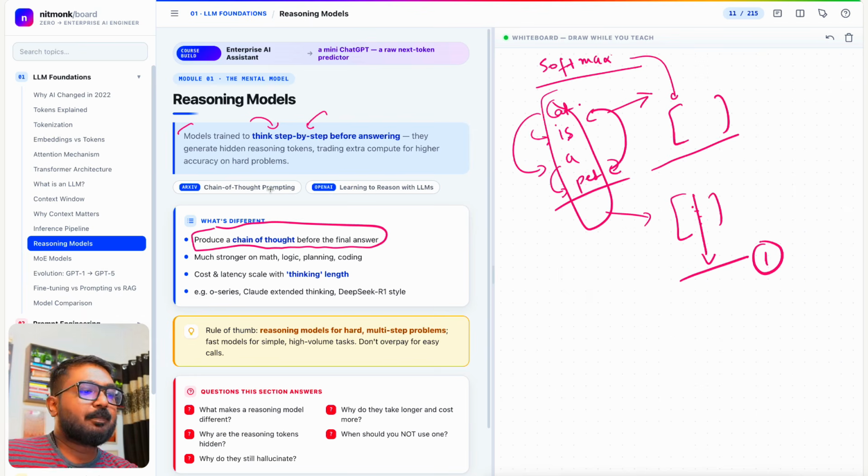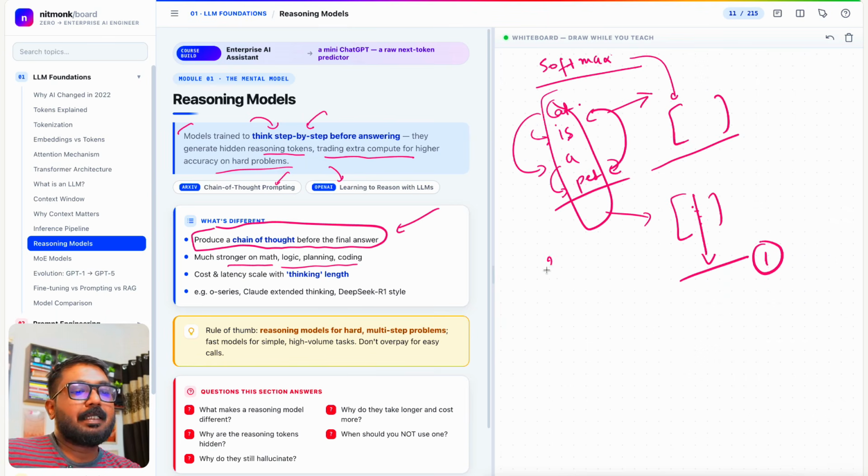If you look at this paper and this paper, it will tell you exactly what chain of thought is, and how they divide these into different segments. They generate hidden reasoning tokens, trading extra compute for higher accuracy on hard problems. That's all about the tokens and the chain of thought. Much stronger on math and logic.